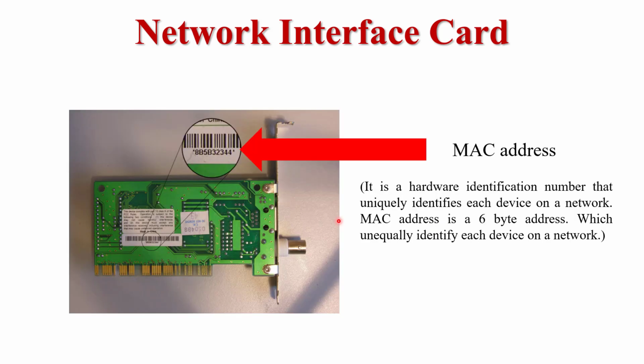The NIC manufacturer assigns a unique physical address to each NIC card. This physical address is called the MAC address. The full form of MAC is Medium Access Control address. This is a 6-byte long address which is used to identify each and every device uniquely in the network. Or we can say that the MAC address is a hardware identification number used to uniquely identify each device on a network. So this MAC address is written here. It is 6-byte long.